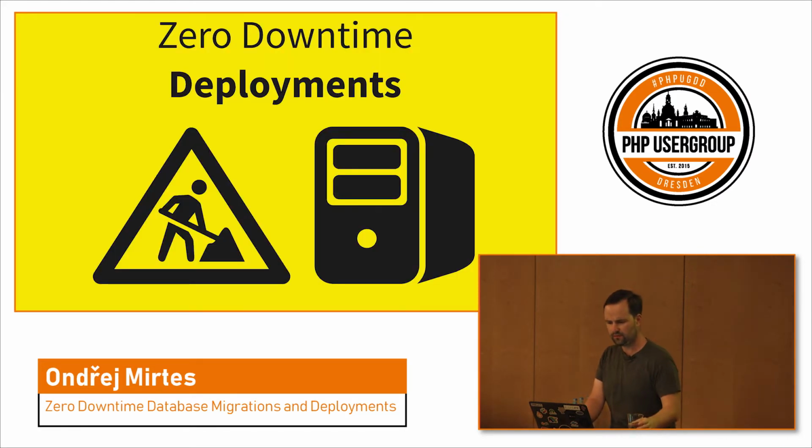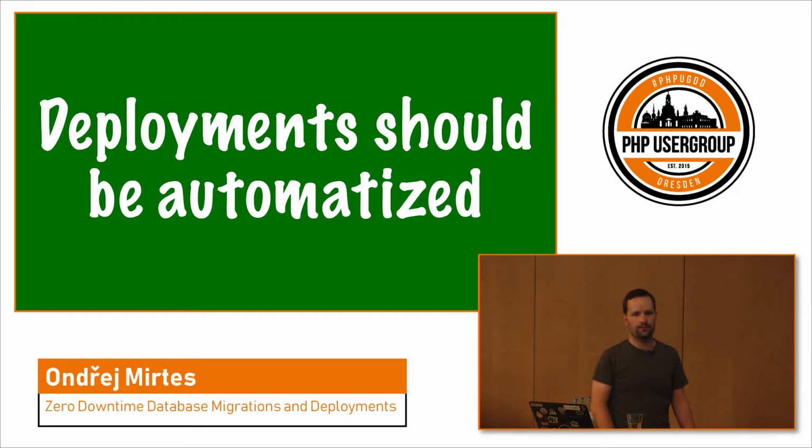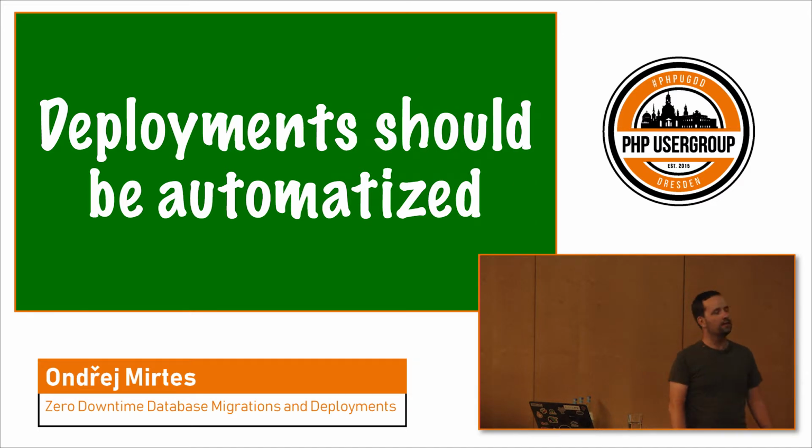Now, we can talk about zero downtime deployments. An application on the server has a lot of reasons to hang, to freeze during deployment, and I will tell you how to prevent them. So the first and most important thing is that deployments should be automatized. Deployment shouldn't be a complicated process. It should be just a single step.